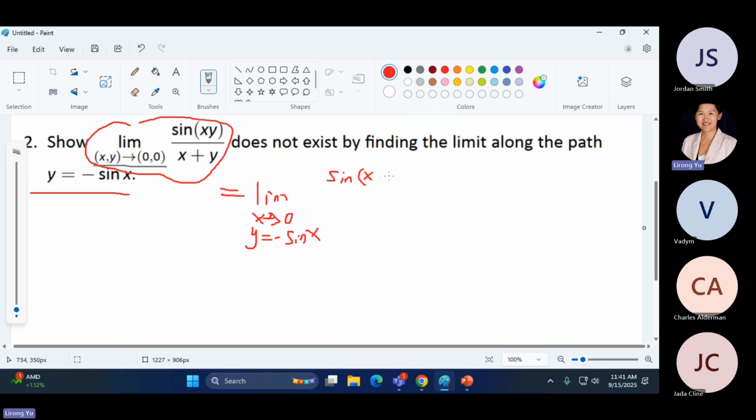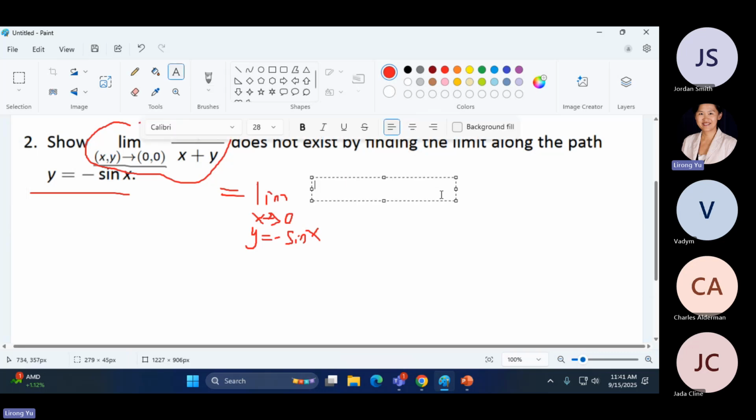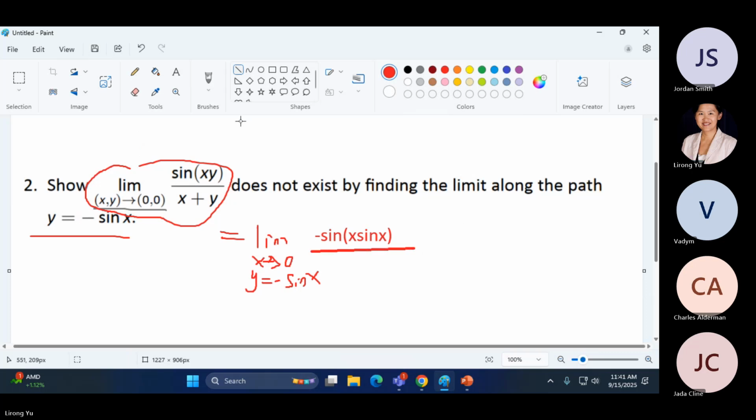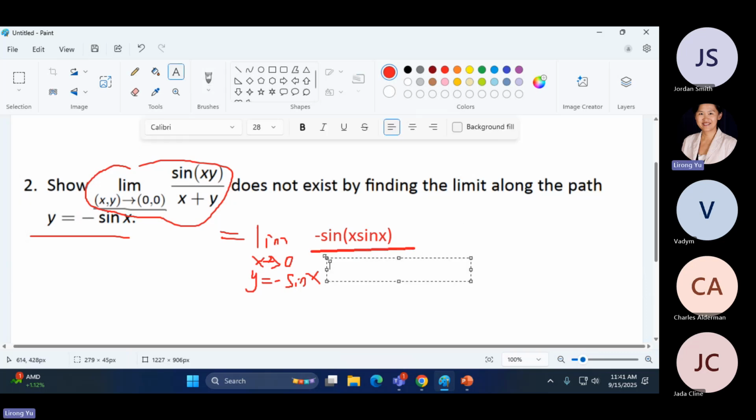Then I kind of break down the logic. So sine x, and here is negative sine x. It's multiplication, so maybe I'll type it better. The numerator will be sine x times negative sine x. And whenever you have a negative sine of a negative angle, the negative goes out. So it's negative sine x times sine x. That's what it is in the numerator. And then the denominator is going to be x plus y, with y equal to negative sine x. So x minus sine x.